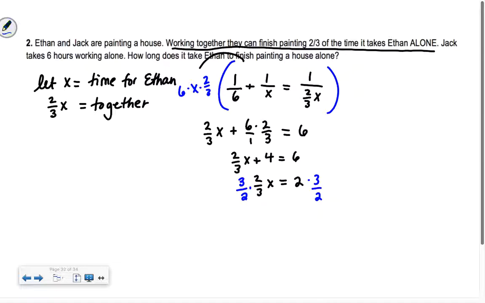So multiply by 3 over 2. So I get x equals 2 times 3 over 2, so 6 over 2, which is 3. So the time it took for Ethan was 3 hours. So how long would it have taken them working together then?